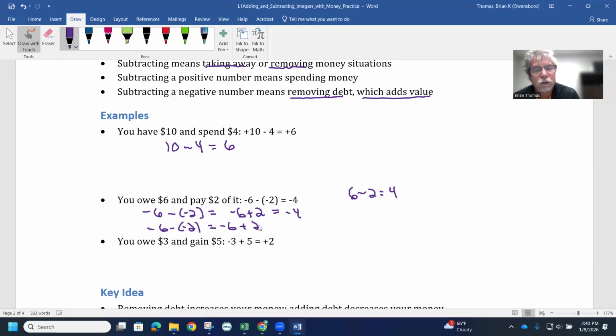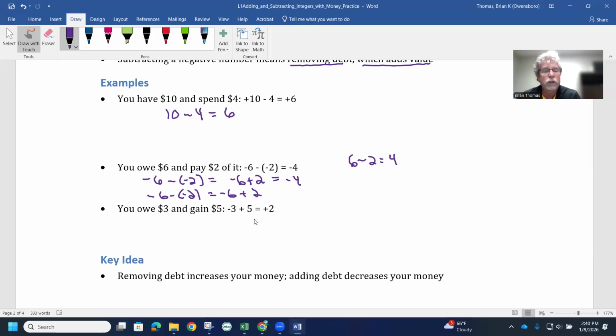So we're going to pick up on some patterns here. If I look at this next example, you owe $3. Notice how I'm starting at negative 3, and you gain $5. If you gain $5, that means you're adding $5 to your balance sheet. I have a negative 3 and I'm combining it with a 5. Since the signs are different, we're subtracting. 5 minus 3 is 2. But is the answer a positive 2 or a negative 2? Since I have more income, my answer is going to end up being a positive 2.